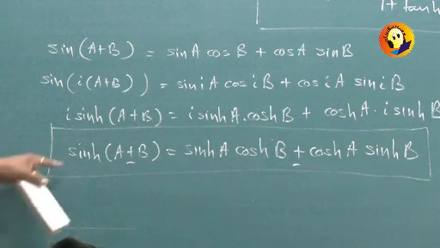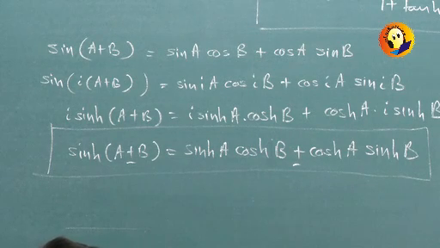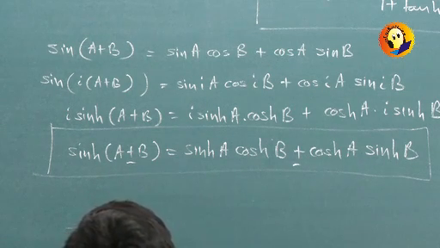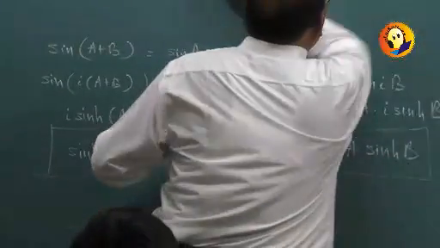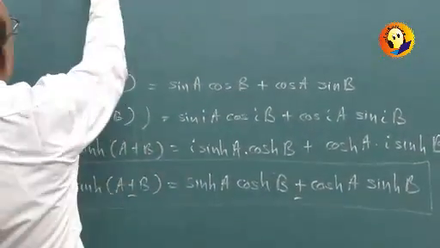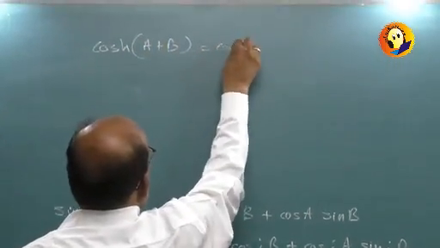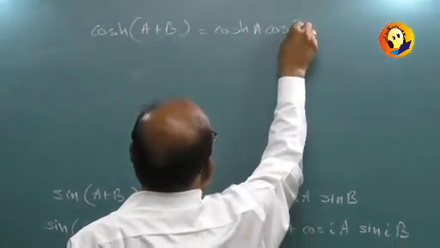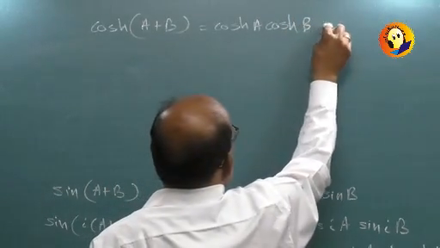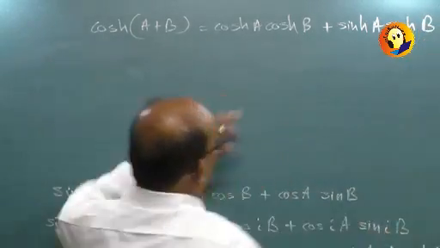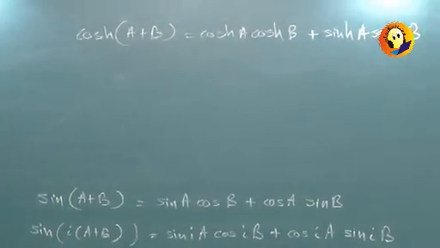Because then what will be the formula for cos of A plus B? You can just do it orally. It is cos A cos B, and minus it was i sin A i sin B. So minus minus it becomes plus. So the formula for cos of a plus b is cos a cos b plus sin a sin b, and again here is a difference, and for plus plus minus minus.